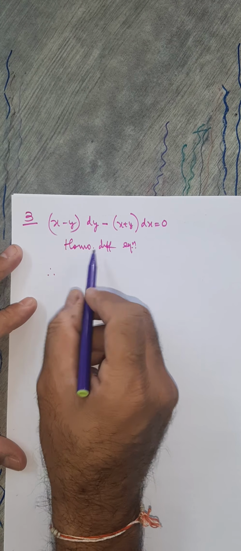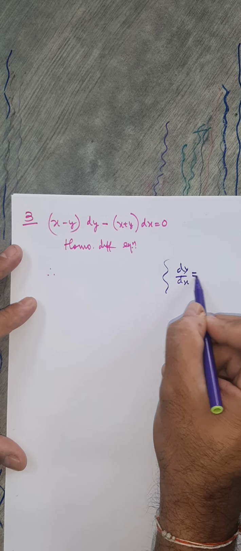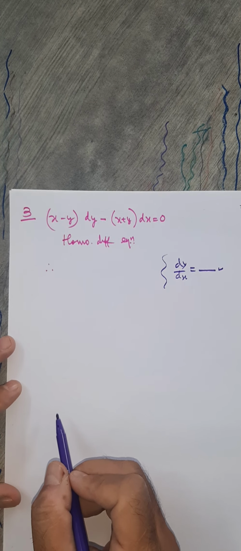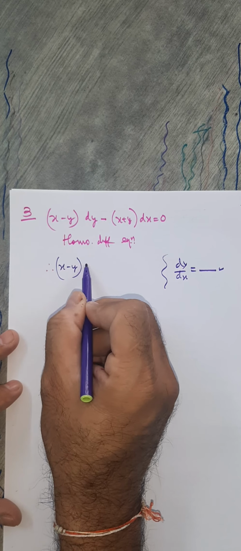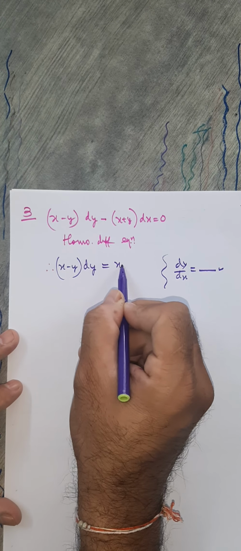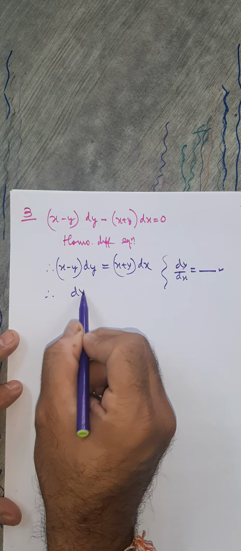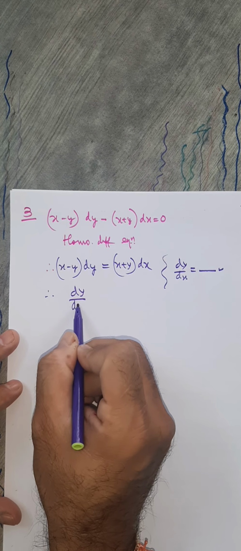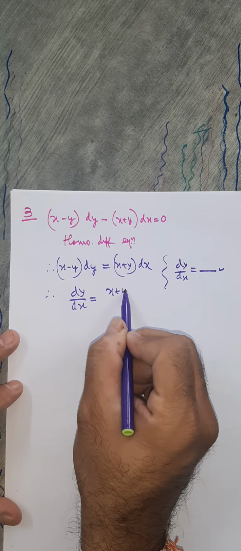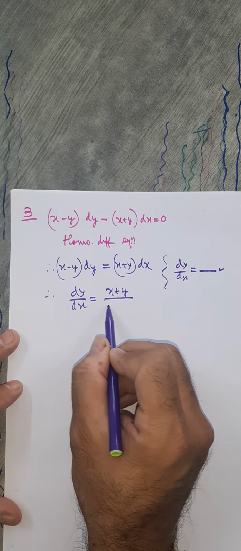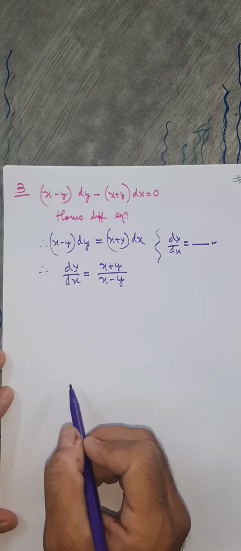dy by dx equals to some expression. Okay, so I'll take this one over there: (x minus y) dy equals (x plus y) dx. Therefore, dy by dx equals (x plus y) upon (x minus y), as this goes down. Just do the cross multiplication, you will get the above step.